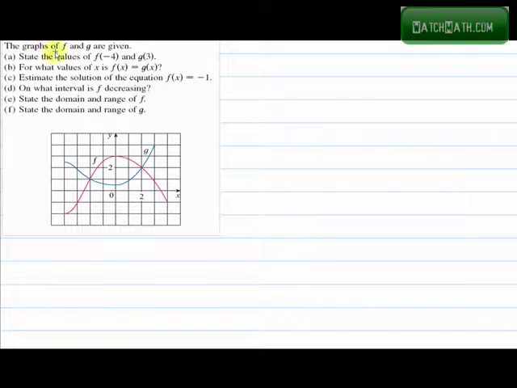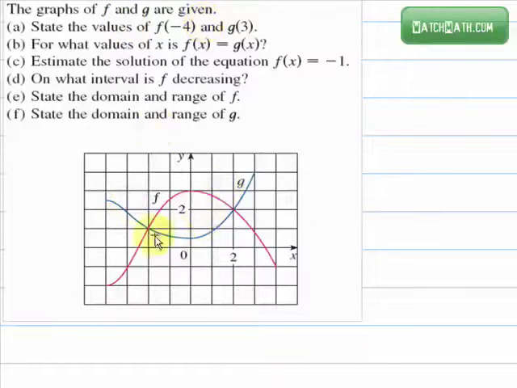The graphs of f and g are given as we can see here on the following picture. So part A, state the values of f of -4 and g of 3. The purpose of this exercise is how we can extract information from the graph of a function. Okay, let us try to find f of -4.